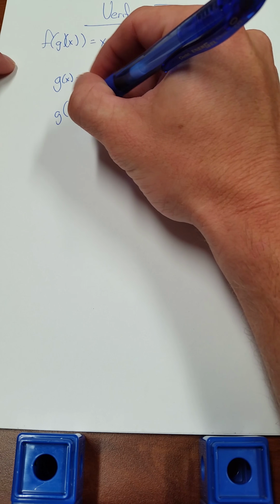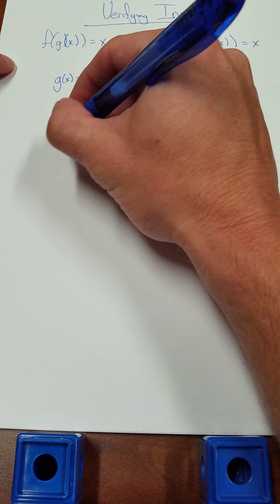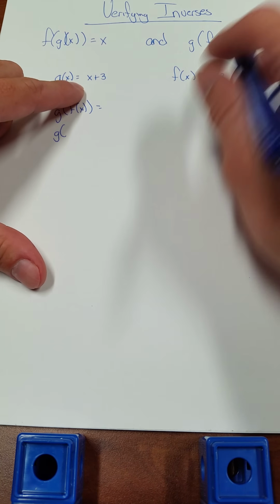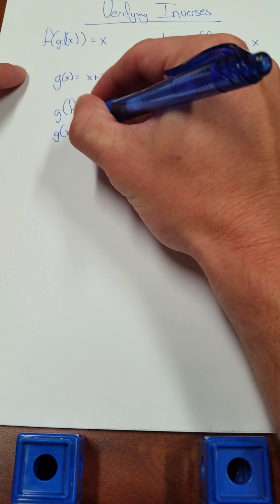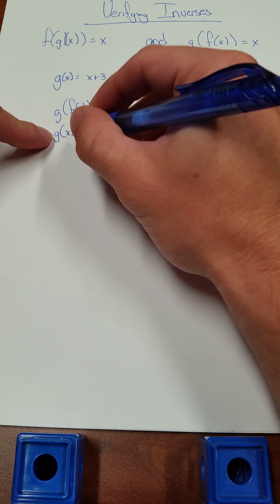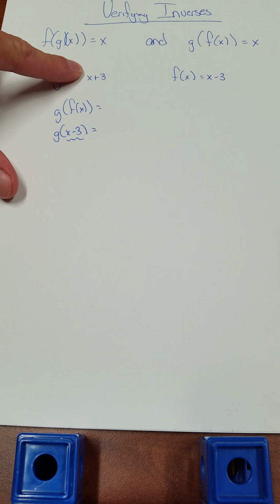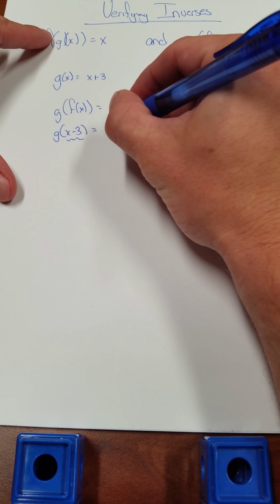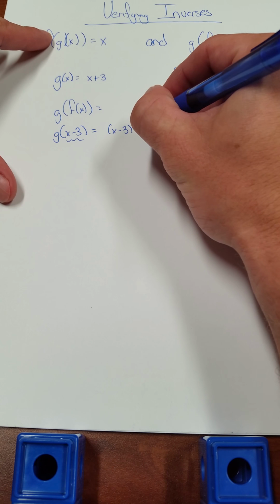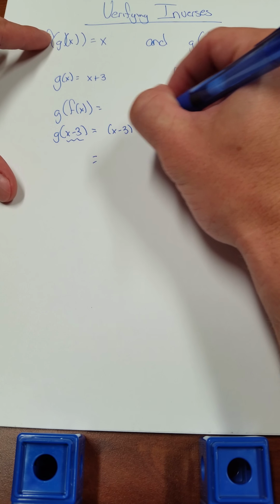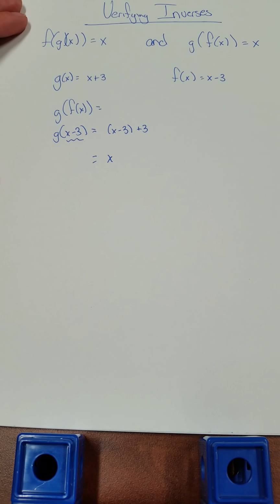So that means put f of x into the g function. So that's g of x minus 3, which now means put x minus 3 in for every x up here. So we have x minus 3 and then plus 3. Negative 3 plus 3 is 0, so that one's just x.